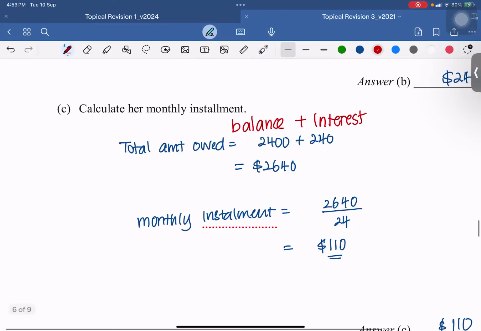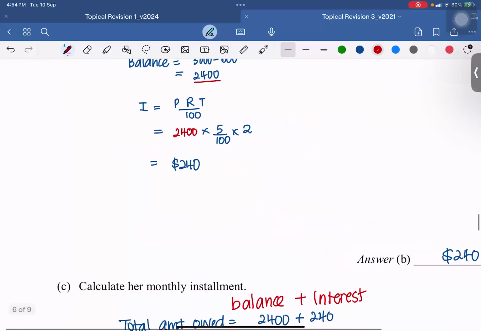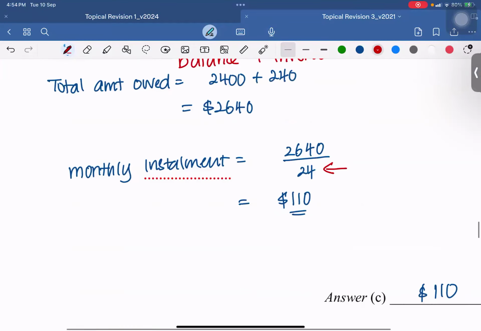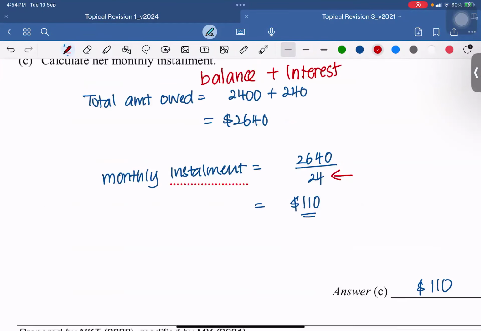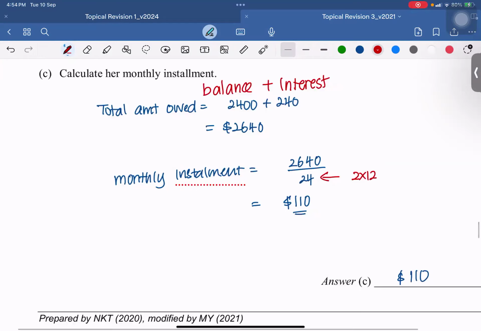Then after that, I take this total amount, I divide by the number of months. Can someone tell me how did we get 24? It was originally 2 years. Anyone? Yes? 2 years equals 24 months. So take 2 times 12 to give you 24, right? 24 months. Thank you very much. So in this case, my amount owed is balance plus the interest, and that gives me my total installment.